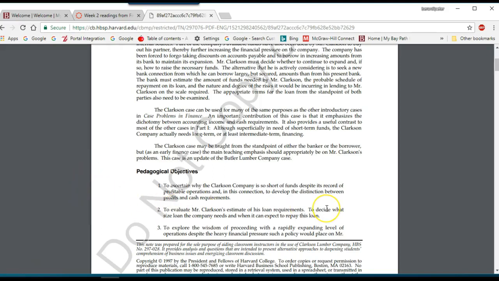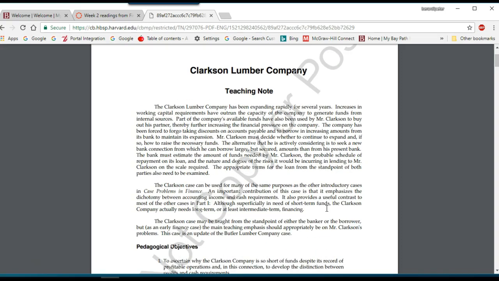Hi, Professor Barati here. I want to give you some teaching notes on the Clarkson Lumber Company. This should help aid you and give you some direction on how to do this case study.